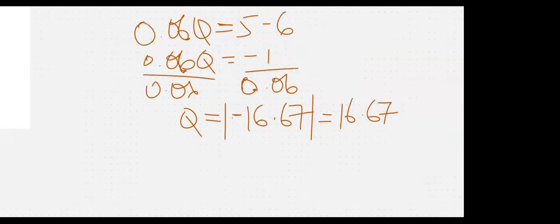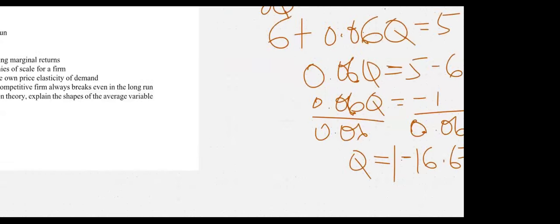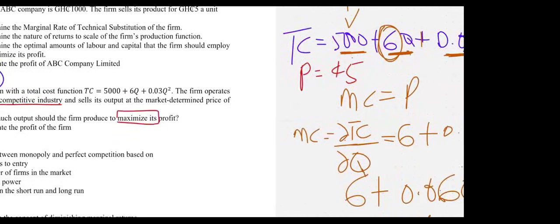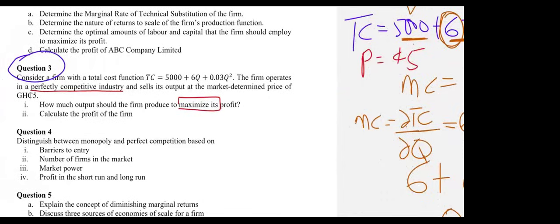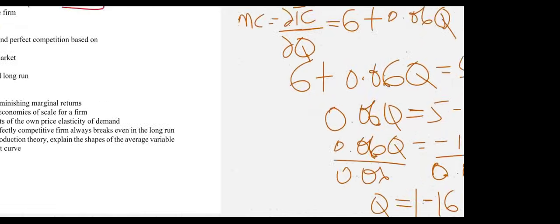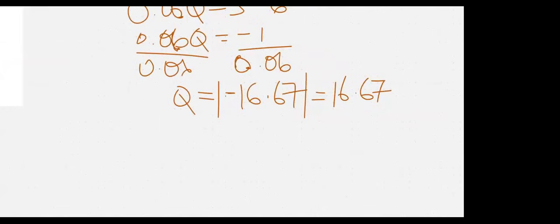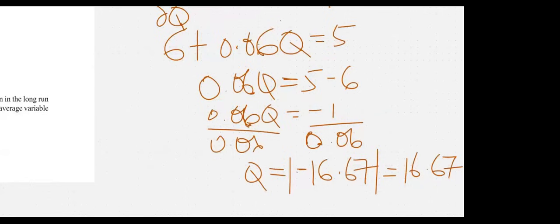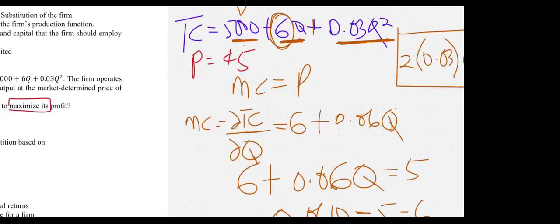Okay. So now the question says I should find how much output a firm should produce to maximize its profits. So the output should be 16.67 units. You can write in words: 16.67 units should be the output the firm should produce to maximize the profit. So this is question I.